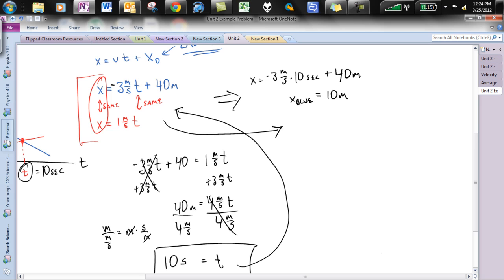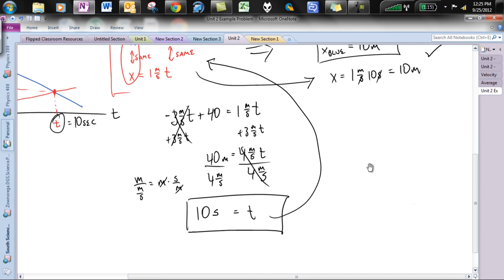And taking a look at red, we could do the same thing. x is equal to 1 meter per second times t, which is 10 seconds. You're going to realize that that should also be 10. So our answer checks out. They should meet at position 10 meters at time 10 seconds.